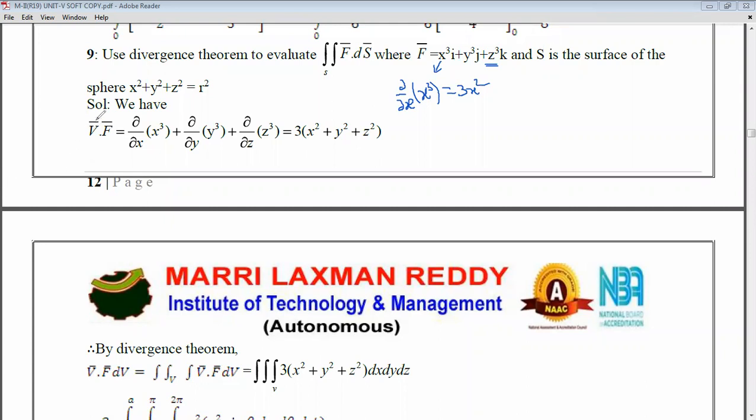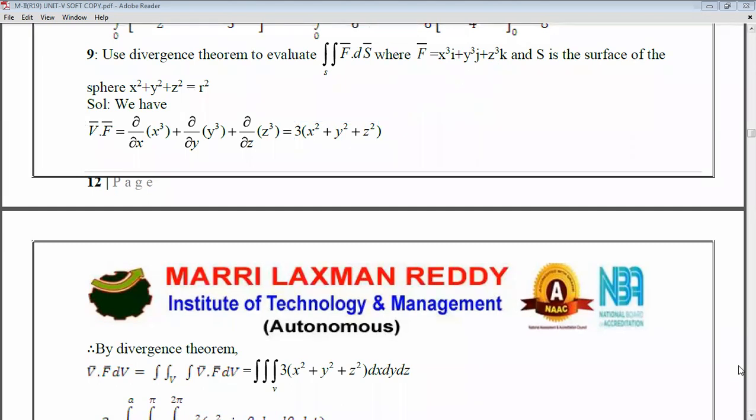Here don't think of this as d bar. This is actually the divergence, del dot f bar. So that is nothing but what we got: 3 into x square plus y square plus z square. Okay, 3 is common in each and every term, so we wrote it outside, and simply x square plus y square plus z square.